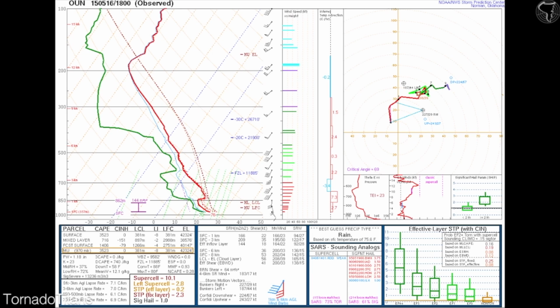Now, first things first, let's ask ourselves, what is surface-based instability? What is mixed layer instability, etc.? Well, surface-based CAPE, or SBCAPE, is simply calculated by lifting a surface parcel of air upwards in the atmosphere. Basically, the 76/60, that's what we use. This is the literal calculation.